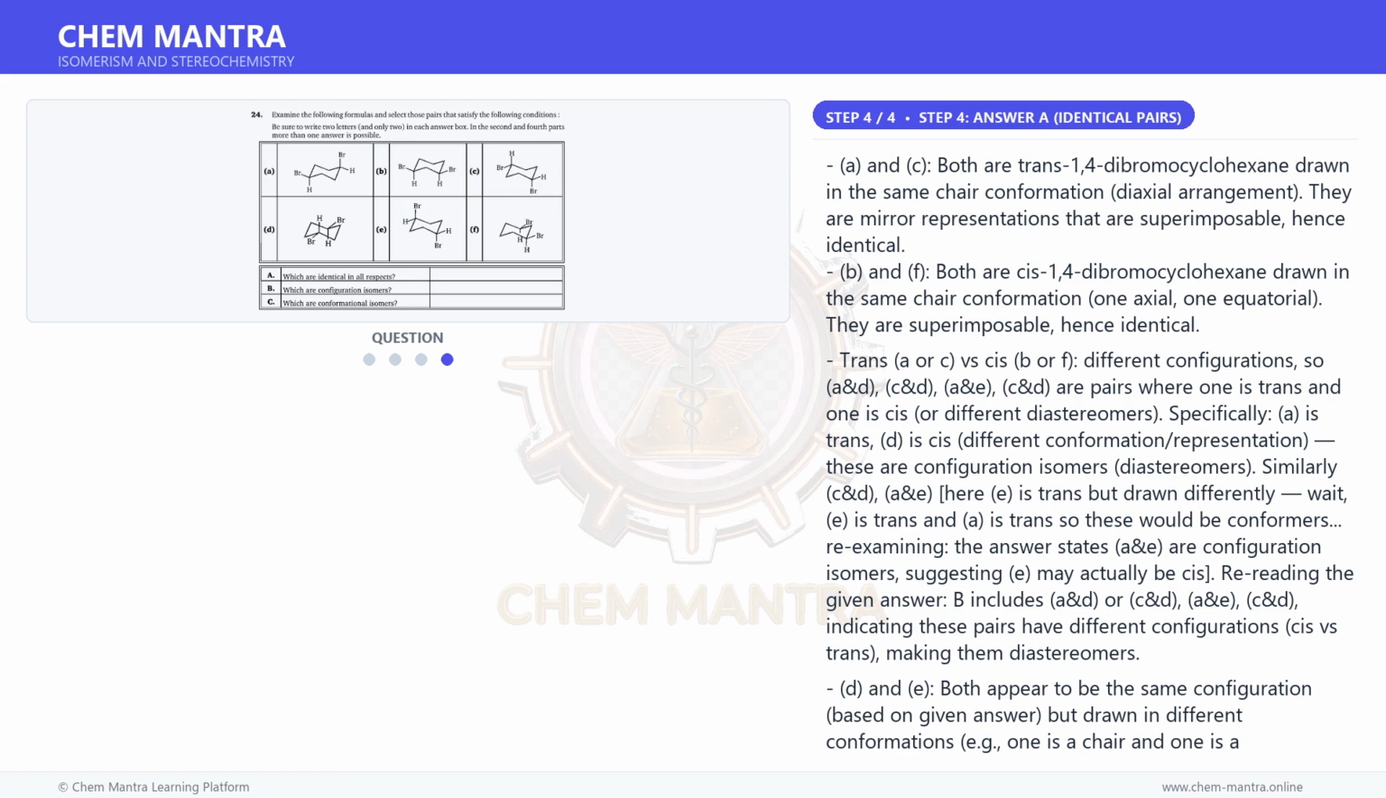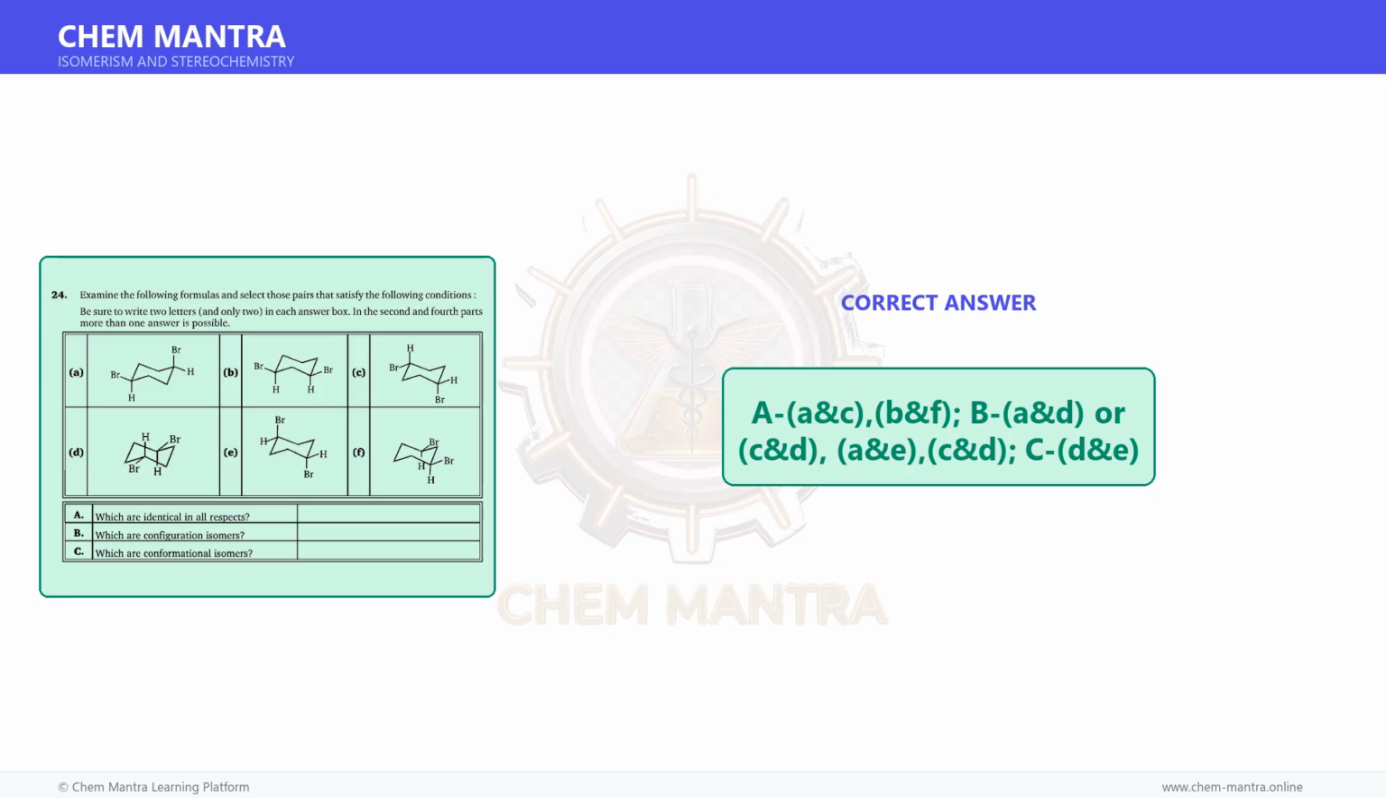A, identical: A and C, B and F, same molecule, same conformation, superimposable. B, configuration isomers, diastereomers: A and D, or C and D, cis versus trans pairs. C, conformational isomers: D and E, same configuration, different conformation. Therefore, the correct answer is A and C, B and F; B, A and D, or C and D; C, D and E. The correct answer is shown on screen.